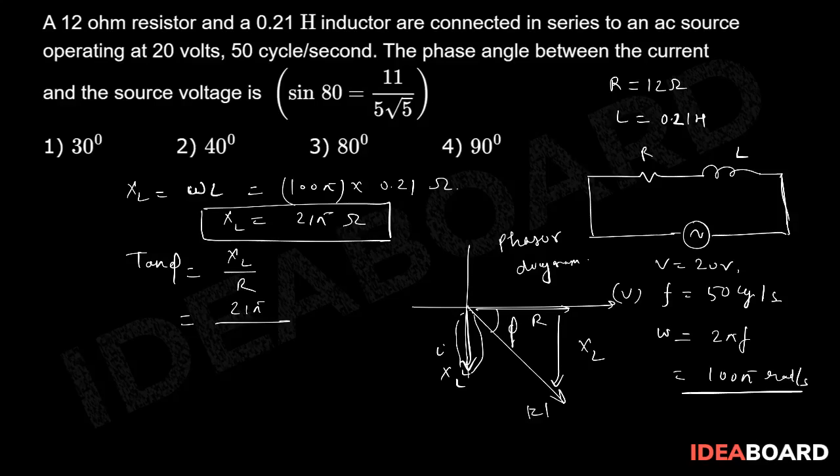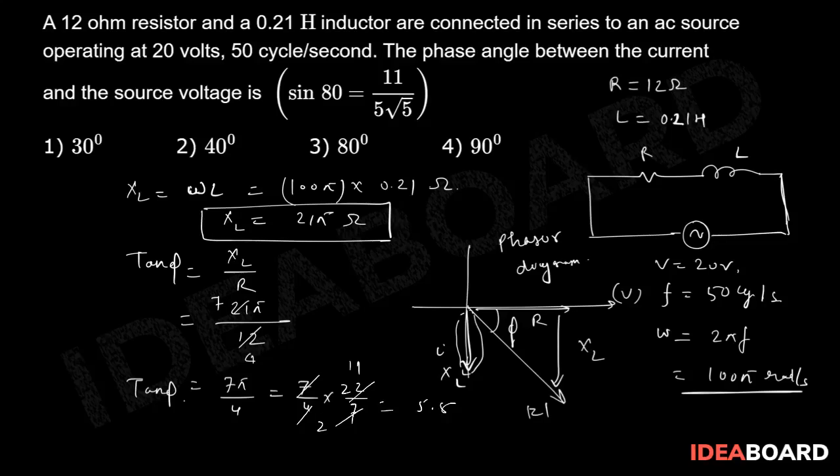So we got 21 pi divided by 12 ohm. So this has to be how much? So 7 pi by 4 would be the value. Now put the value of pi as 22 by 7, because for the calculation purpose I am taking it. So this will be cancelled out. This is 11, this is 2, so this is 5.5. So tan phi is 5.5. We got the value.